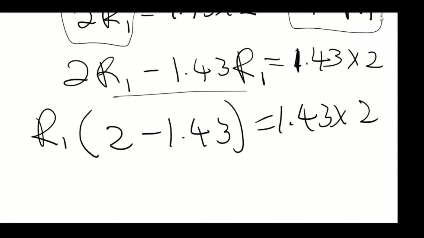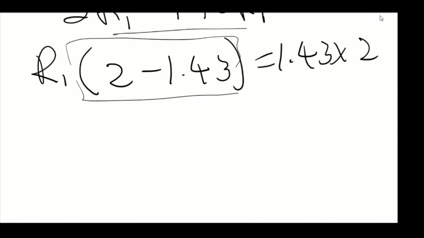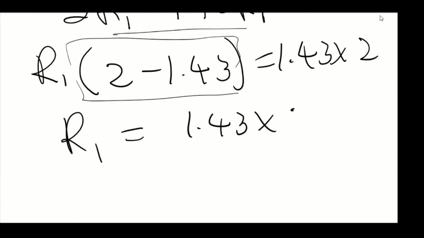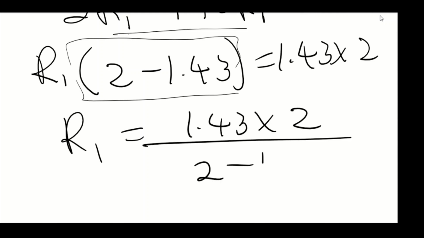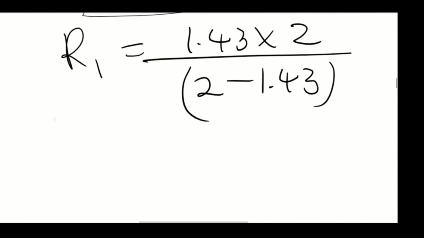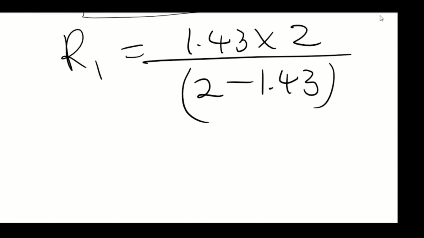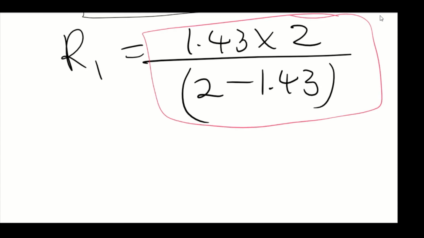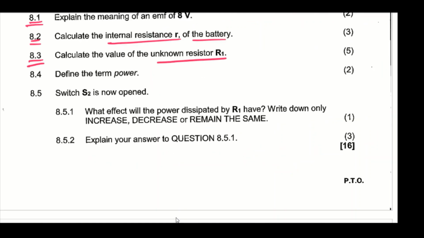Then you divide with this expression here. You will have your R1 equals 1.43 times 2 divided by (2 minus 1.43). And then from here you can just simply punch in your calculator the entire expression. You should get your R1 being equal to 5.02 ohms.